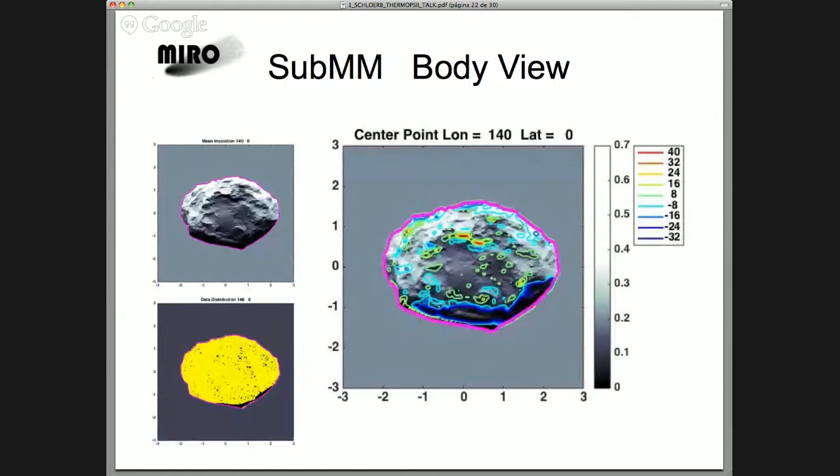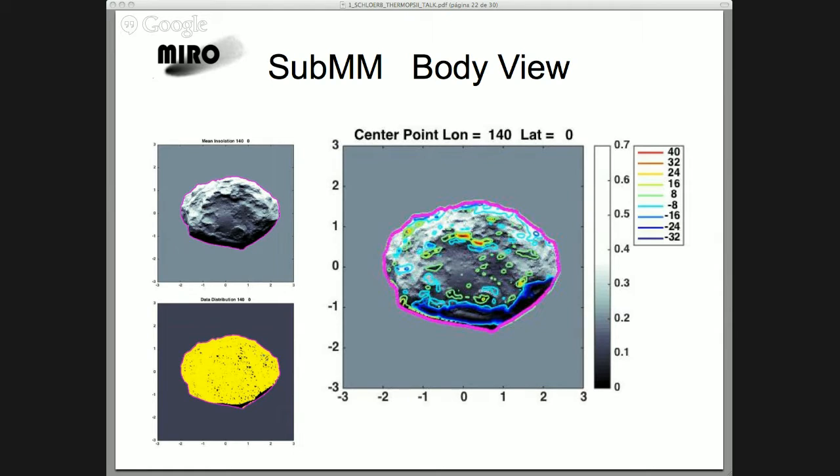We're going to just look at the submillimeter channel because it's the higher resolution channel. It's pretty hard to figure out how to display this stuff on this complicated surface. So what I've done is I've taken the residuals and I've mapped them onto a projection of the comet.